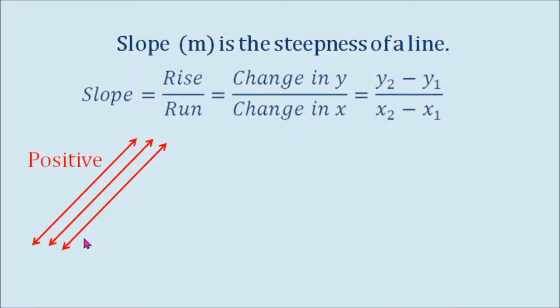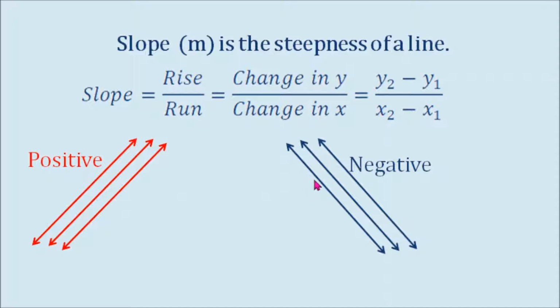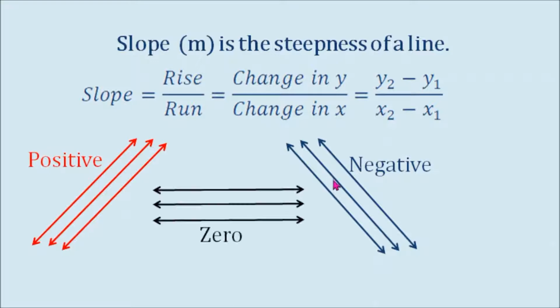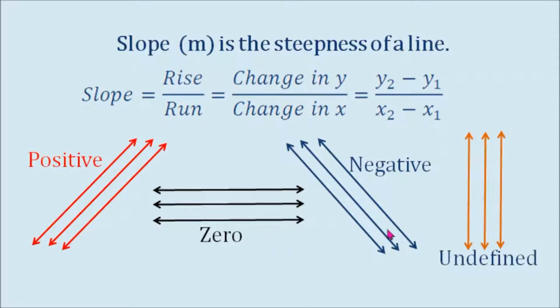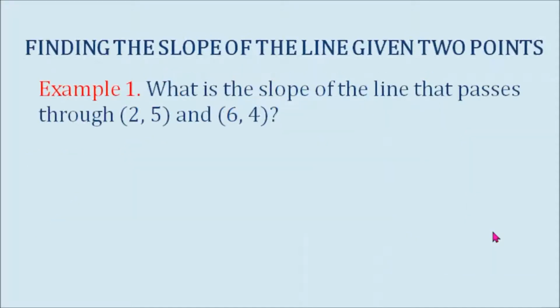Lines that rise from left to right have positive slopes, while lines that fall from left to right have negative slopes. The slope of horizontal lines is 0, while vertical lines have undefined slope. Now, let's find the slope of the line given 2 points. Example number 1. What is the slope of the line that passes through point 2,5 and point 6,4?